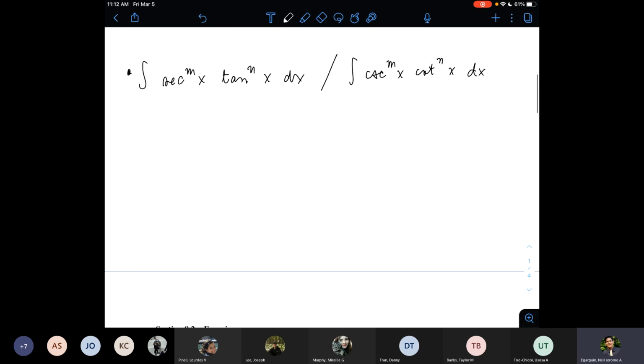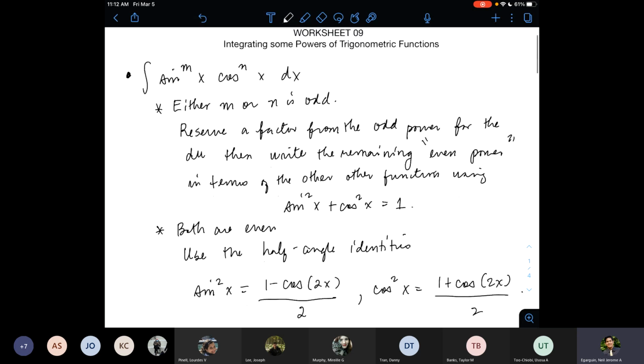Okay, so we're doing powers of trig functions, and I guess we have identified what to do for powers of sines and cosines. If either of them is odd, what you can do is to reserve a factor from the odd power and then write everything in terms of the other trig function, right? Using the Pythagorean identity sine squared x plus cosine squared x equals 1.